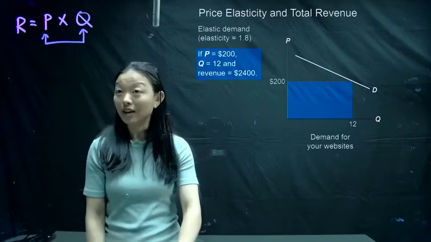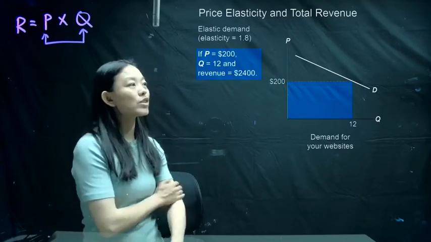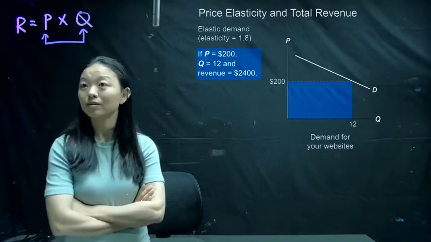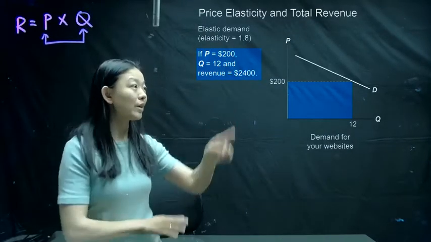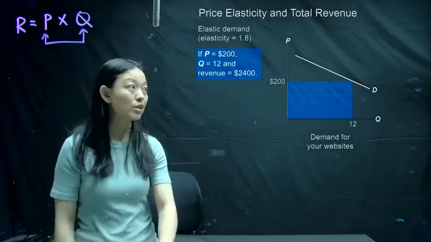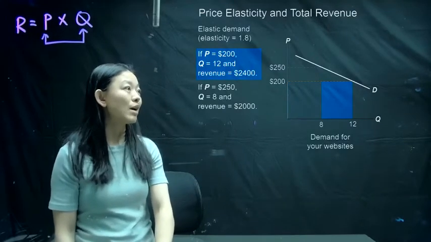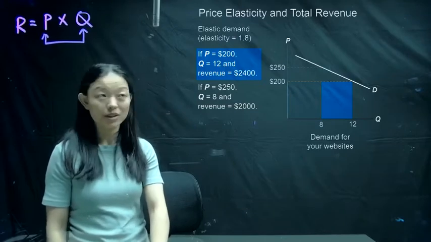Let's look at this graph, okay? Originally, your price is $200, right? You can sell 12 websites. So you can get your total revenue, right? Use 200 times 12. So your revenue will become 24,000.